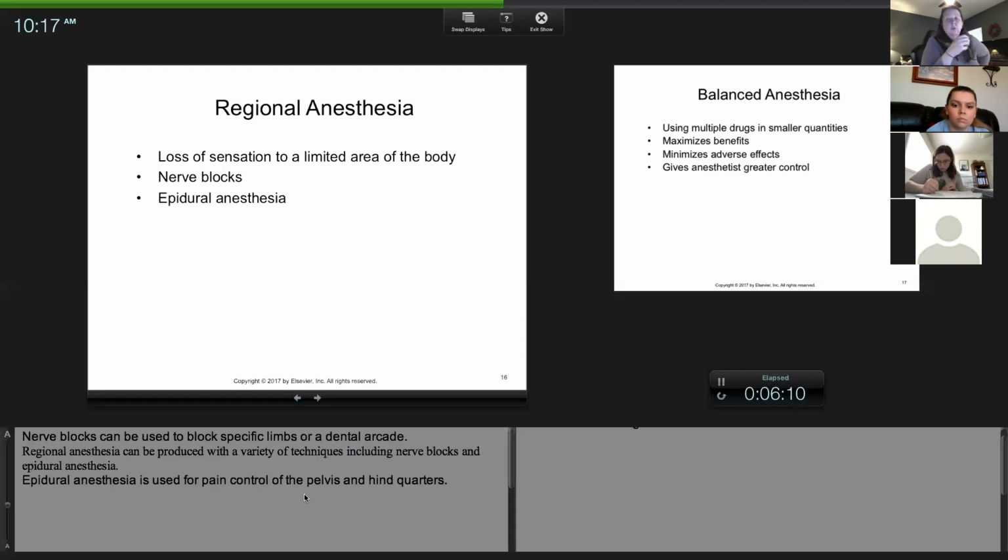Haley said like a declaw. If you do a declaw, you do something called a ring block. Look at my hair tie. If you put local anesthesia right where my hair tie is, it's going to block all the nerves to the paw. That's a regional block.